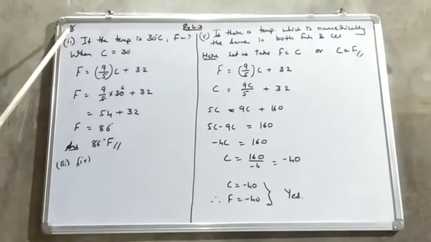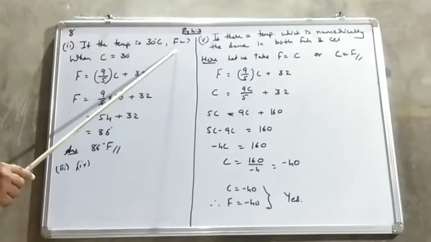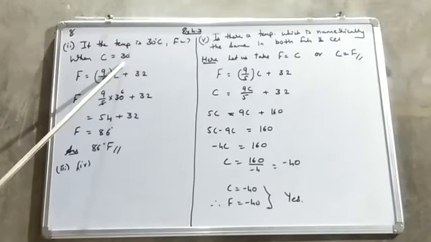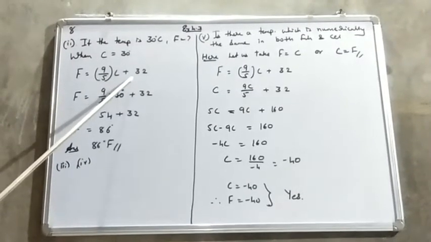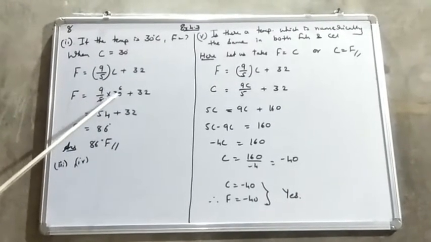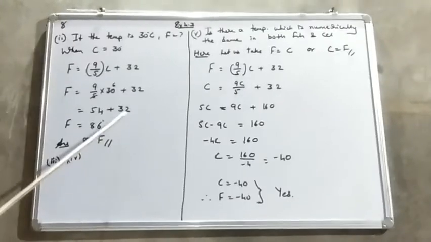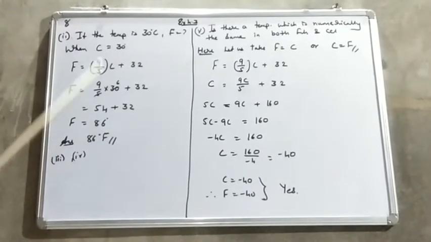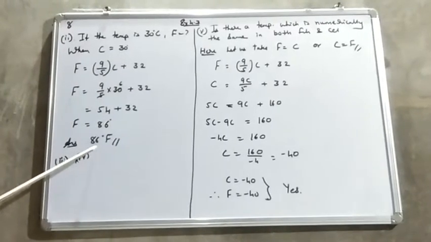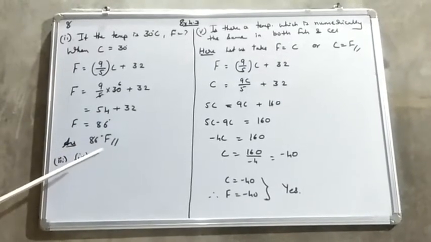Further, the second part of question number 8. If the temperature is 30 degrees Celsius, find the temperature in Fahrenheit. Let us substitute the value C equals 30. So 9 upon 5 into C plus 32; in place of C, we substitute 30. So 9 upon 5 into 30. 5 will go into 30 six times. So 9 sixes are 54. 54 plus 32 will give you 86. So when the value of Celsius is 30 degrees, the Fahrenheit value comes out to be 86 degrees Fahrenheit.